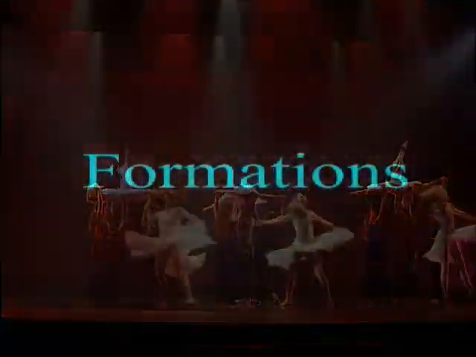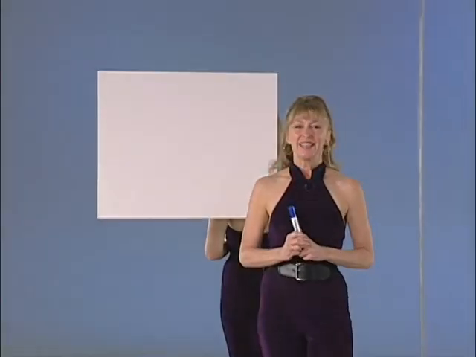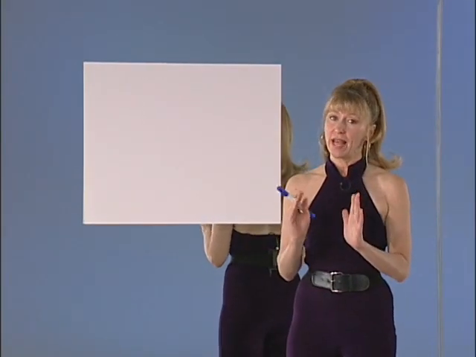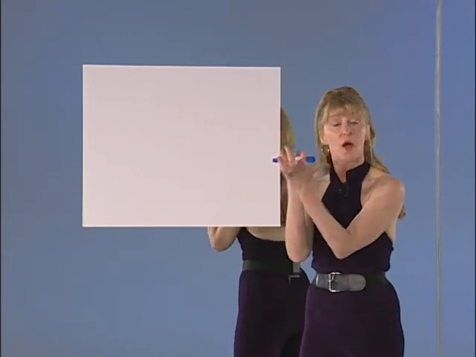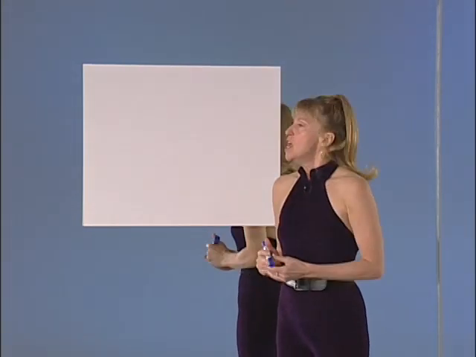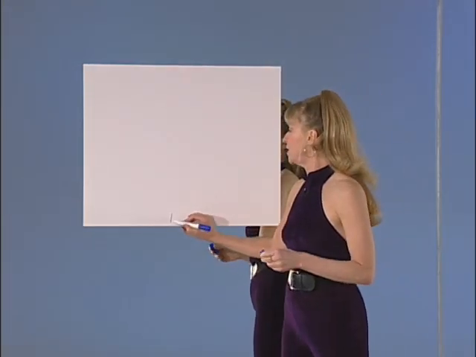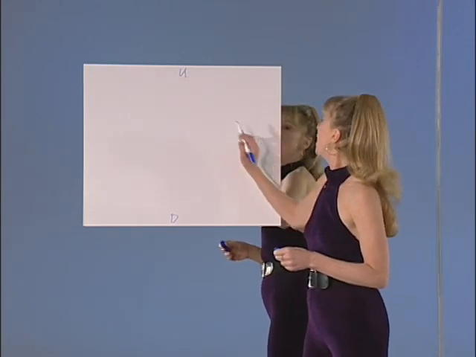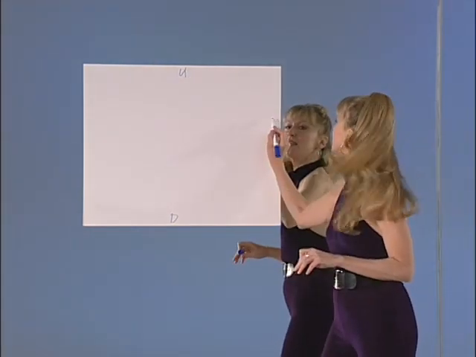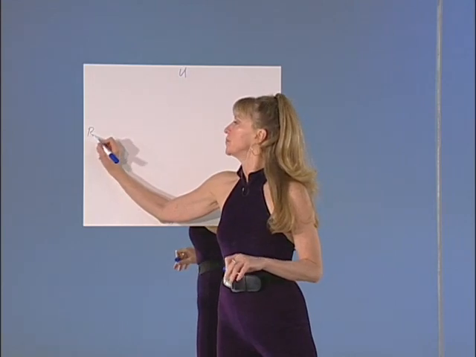Let's move on and talk about formations. Let's look at some really simple right-left lines. These lines come in as a V. So we already know this is our downstage, this is our upstage, and this is our stage left, and this is our stage right.